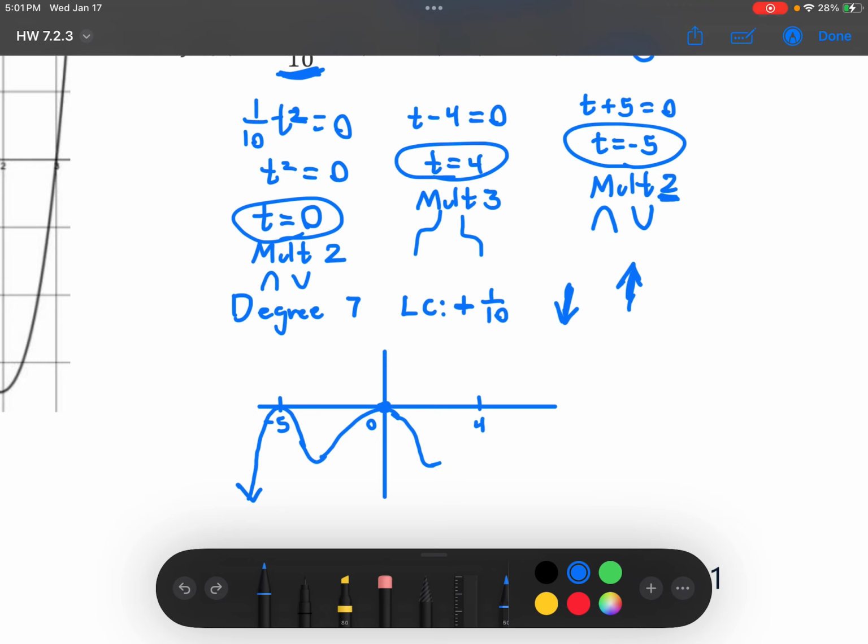As I go through 4, I have to make it look like one of these or one of these. So notice that right here, I have a multiplicity of 3 again, and I have a multiplicity of 2 both here and here. So that's how you do that, okay?